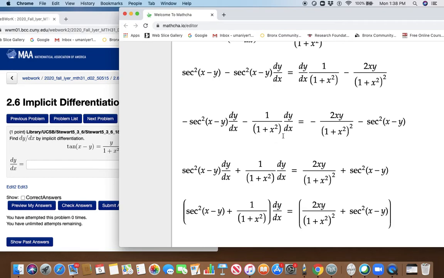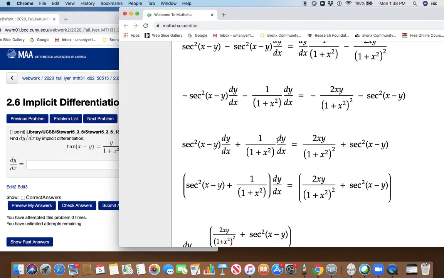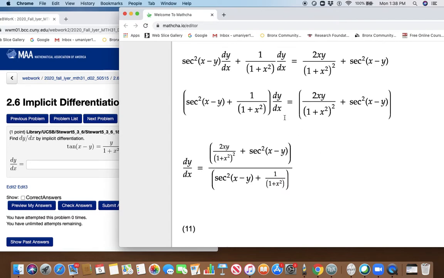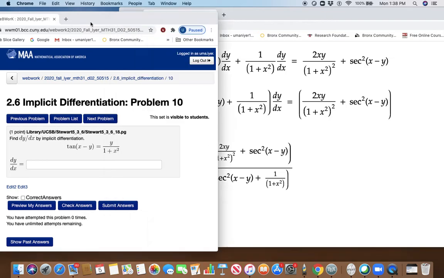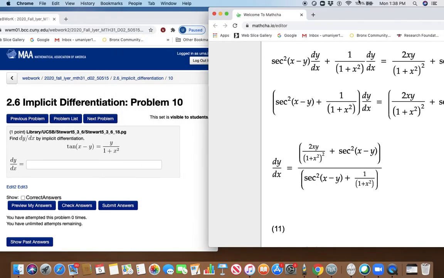You see here, I have negative, negative, negative, negative. So multiply throughout by negative 1, because it's an equation, I can multiply both sides by negative 1. Positive, positive, positive, positive. It's the same expression but with positives now. Now dy/dx is common. The rest of it equals, no difference. dy/dx is all of this over all of this.